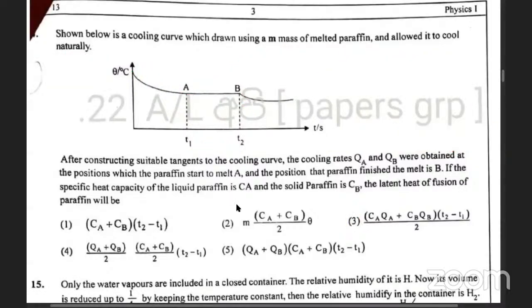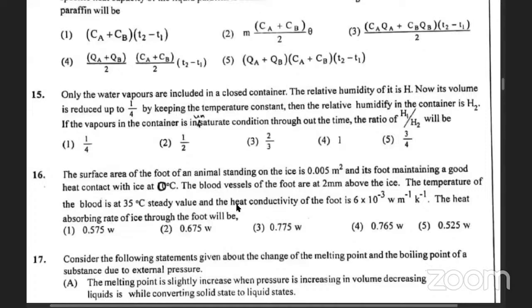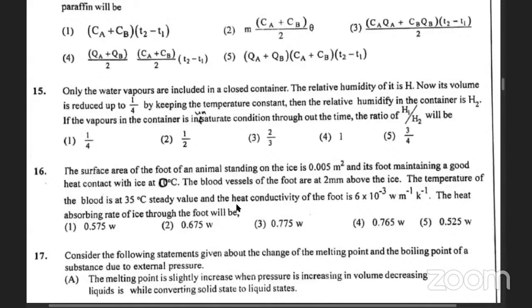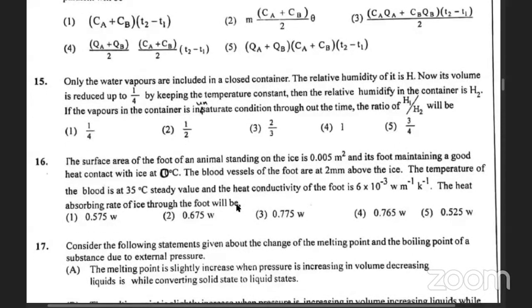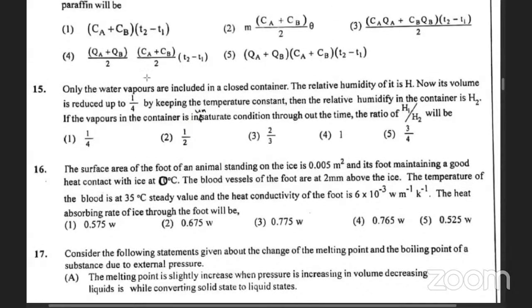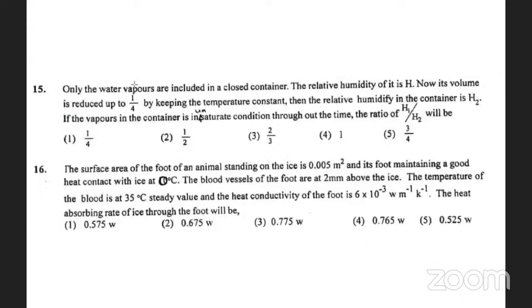Then the 15th one. The relative humidity question of the paper. Relative humidity. Let's focus on 15th and 16th now. What's the time? 7:53. This time consumption is a little too much, right? Okay, let's quickly go with 15 and 16.